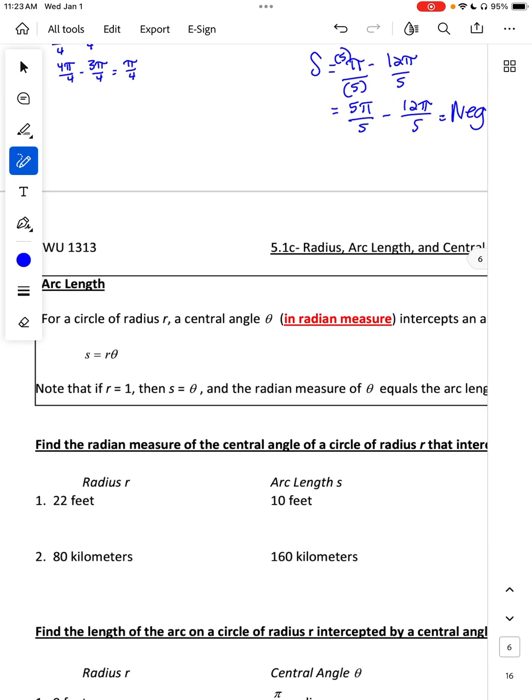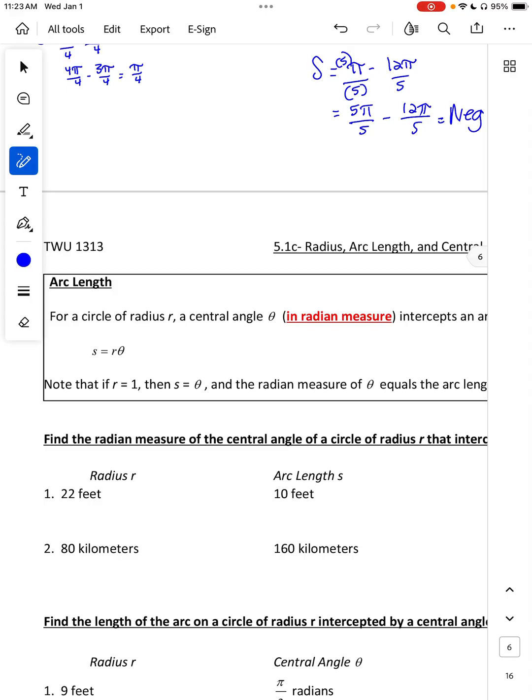Okay, let's look at radius, arc length, and central angle. So let's review what all these things are. So we have a circle.